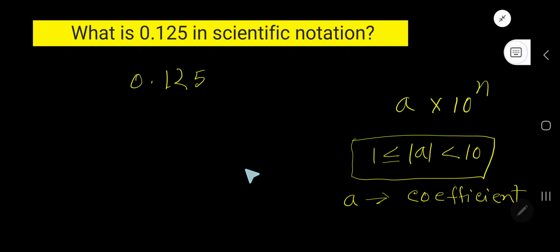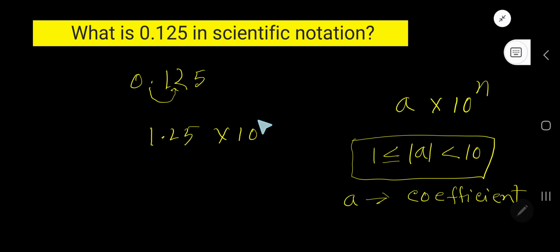So to find the coefficient, move the decimal point 1 place. So we are getting 1.25. To compensate for the moving of the decimal from here to here, we have to multiply by 10 to the power n.